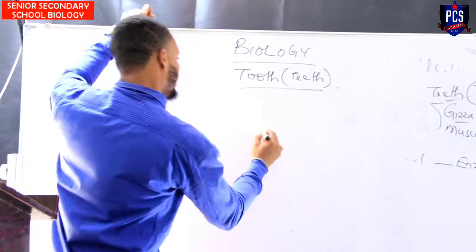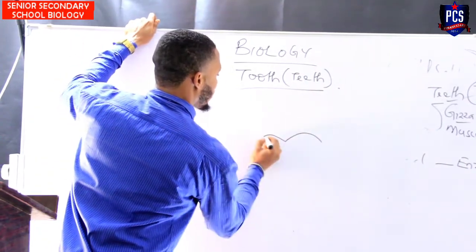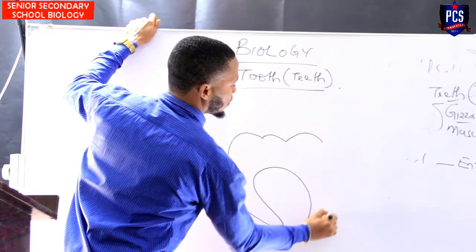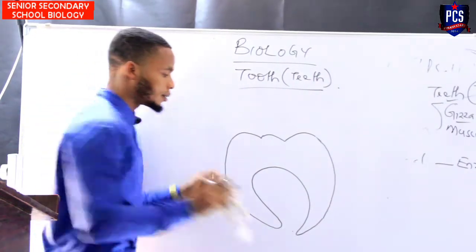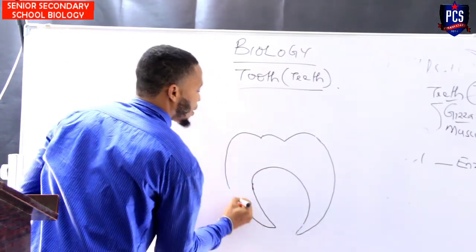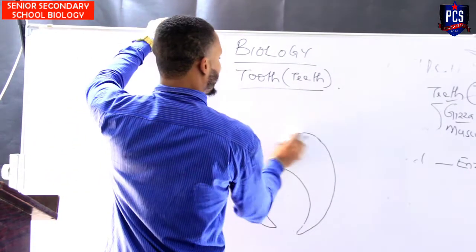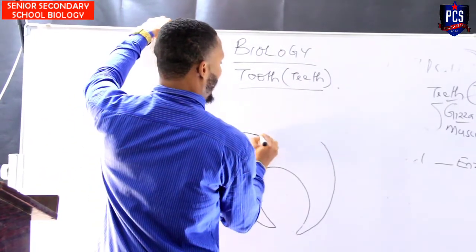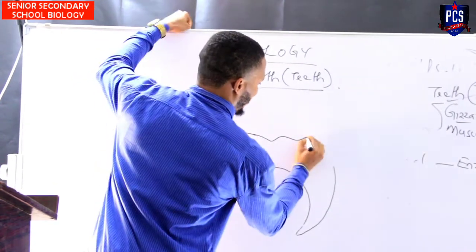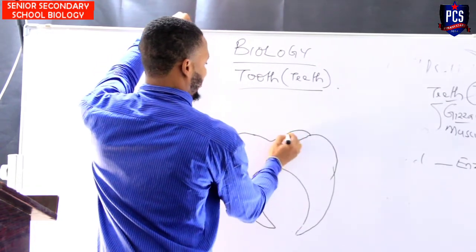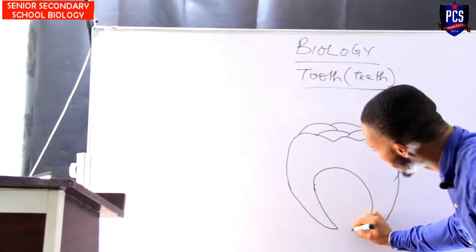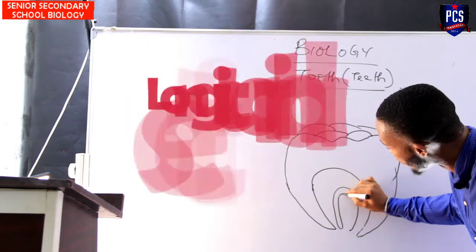Now remember, the tooth has three major regions. We have the neck, the crown, and the roots. Sorry, I'm a terrible artist, but we just have to do it like that. Here is a longitudinal section of a molar.